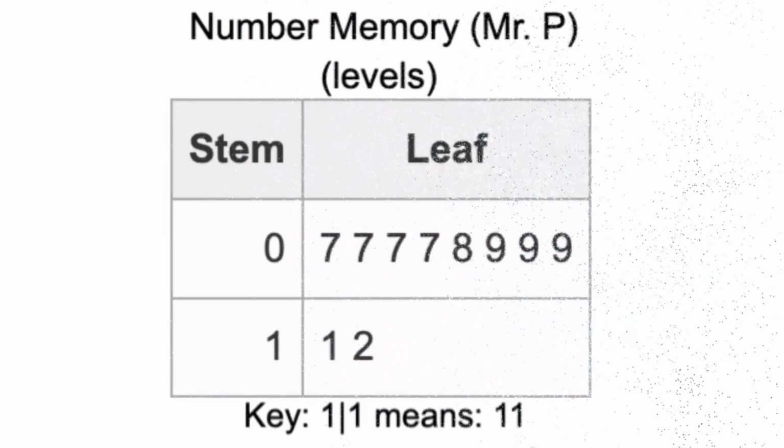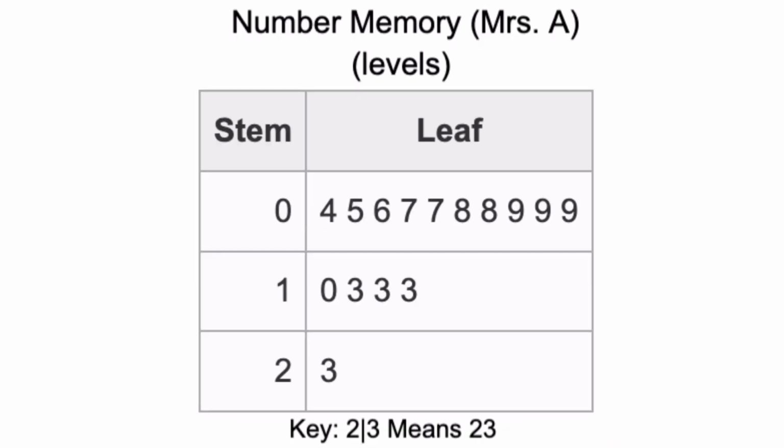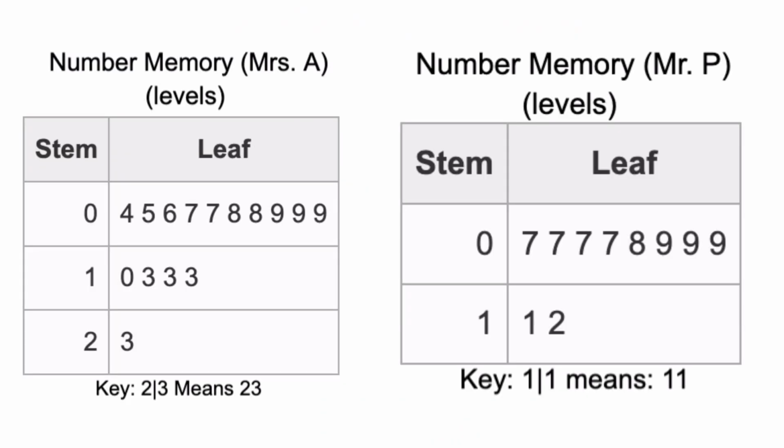What you see on screen now is a stem and leaf graph, and in the stem and leaf graph, we can see the data from the number memory test for both classes. As shown on the graphs, there are a total of 25 students participating in the Human Benchmark challenges, with 10 of these students being in Mr. P's class and 15 of them being in Mrs. A's class. We use the stem and leaf graph to show the general results of the number memory test.